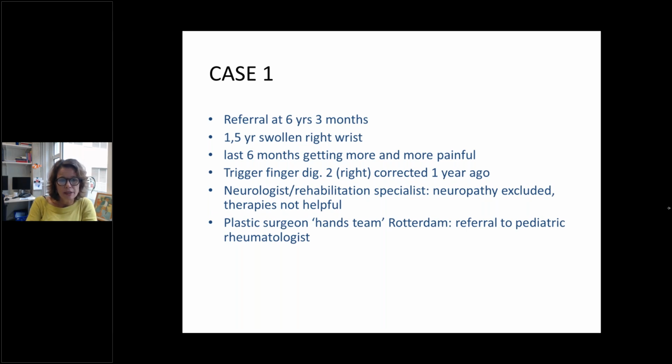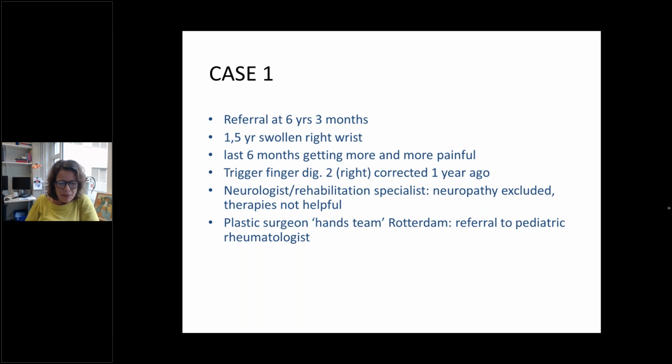Anyway, she was now referred to a new doctor because it was getting worse. In the beginning, she didn't feel that much pain. It was swollen, but not much pain. Remarkably, in her history was a trigger finger. She couldn't move one of her fingers, and it needed to be corrected operatively by a surgeon, and so the trigger finger went away.